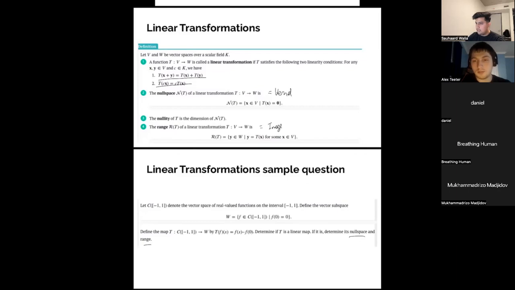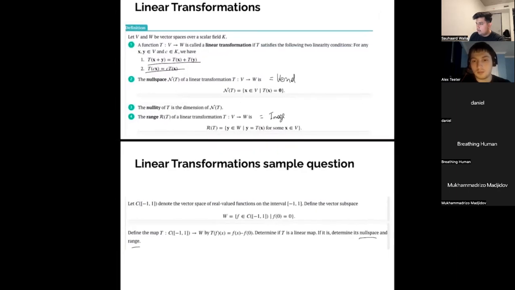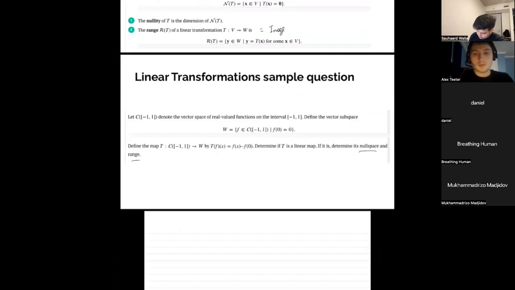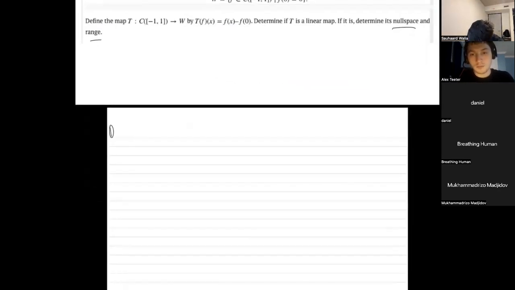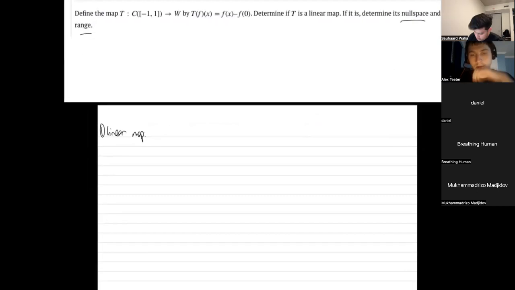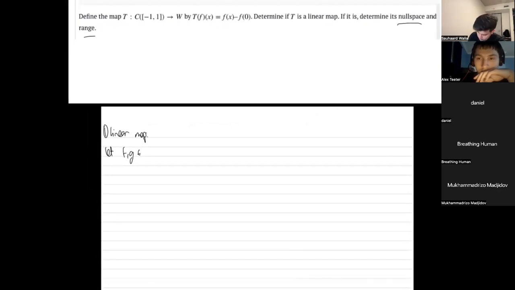It is a linear map. That is correct. How are we going to show that? We're going to show that by letting F and G be a part of... What am I going to take two elements to be a part of? What is the domain in this case that we're working on?